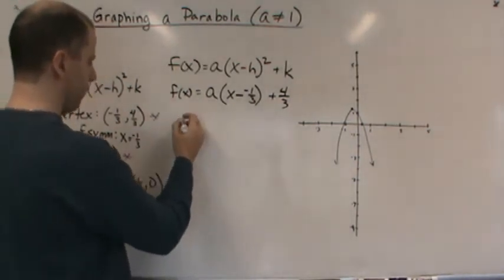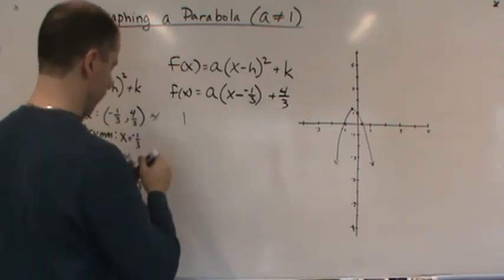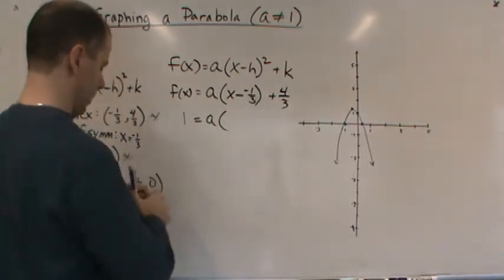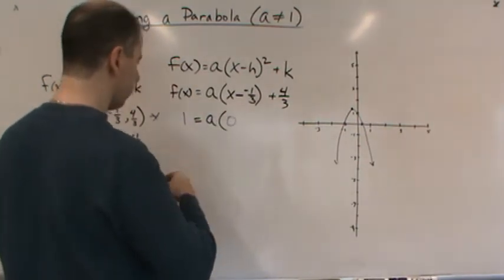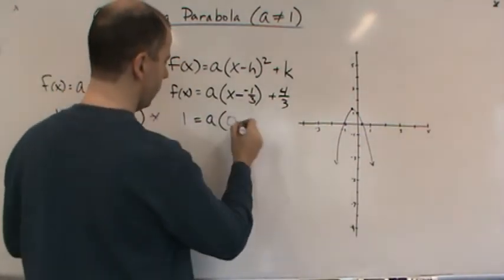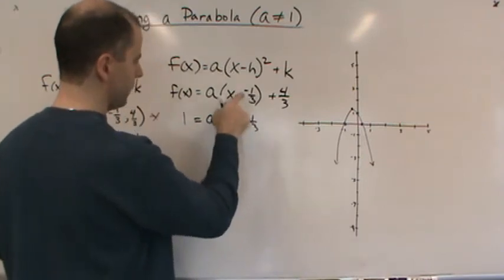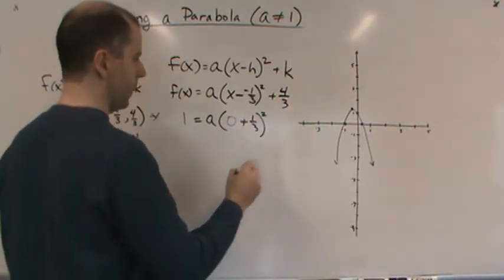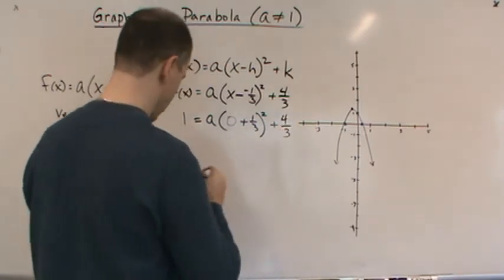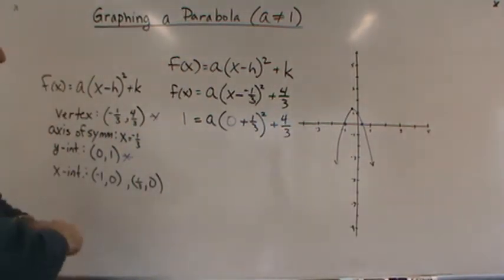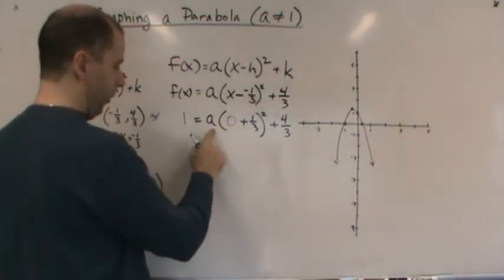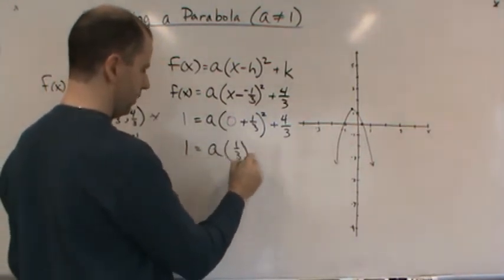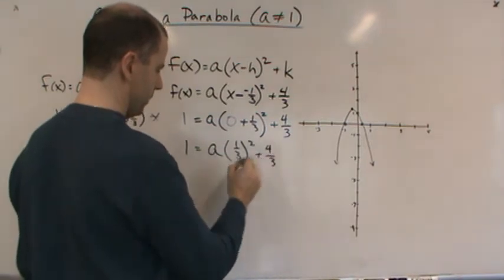So I'm going to put 1 equals a times 0 plus 1/3 squared plus 4/3. Why did I put plus? Because I've got a negative, so I can write it as plus. I keep dropping my squares. Now I'm going to simplify this and solve for a, because a is the only thing I don't know. So now I get 1 equals a times 1/3 squared plus 4/3.